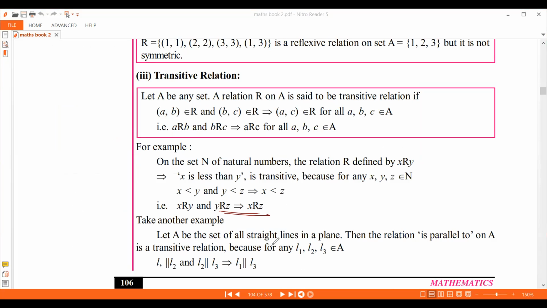Let A be the set of straight lines in a plane. Then the relation 'is parallel to' on A is a transitive relation. It is a beautiful example, and I will tell you what this is. Now we'll do a small exercise. What is the set of lines in a plane? Let us draw one big plane like this. This is the plane we consider.